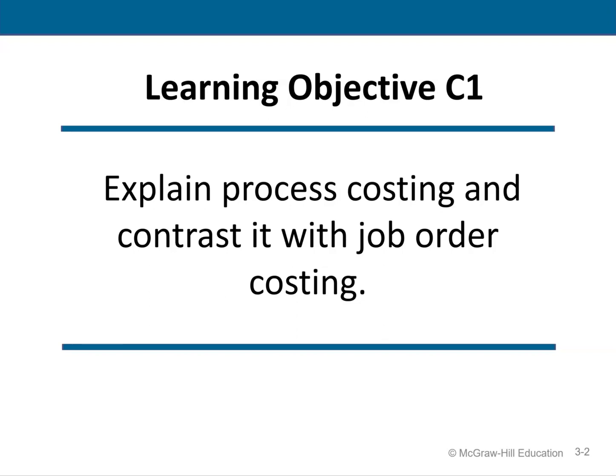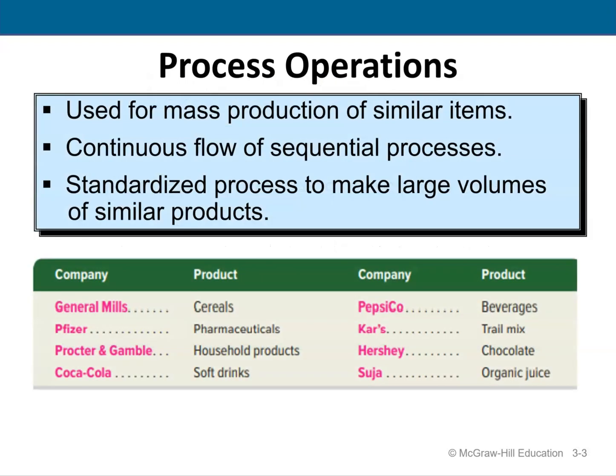Now, first we'll go through process costing and how it contrasts with job order costing, which we covered in Chapter 2. When we use process operations, we're looking at mass production of similar items. They have a sequential process. A good example might be they make Pepsi-Cola. They make the soda itself, and then they have another process, which is the bottling, and then they might have another process, and that's what we're talking about here.